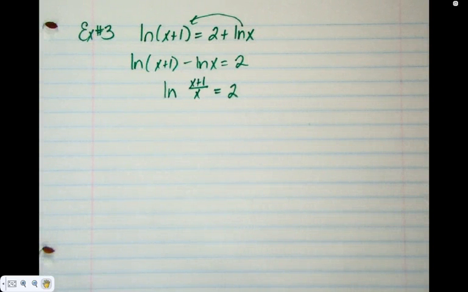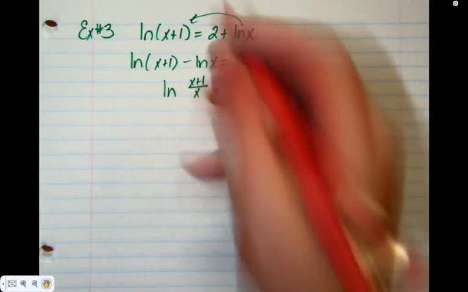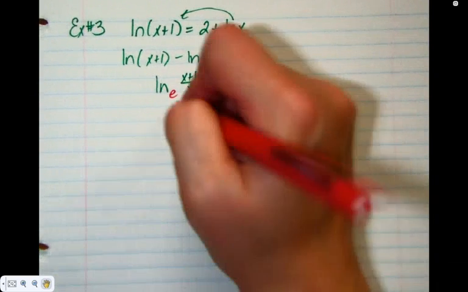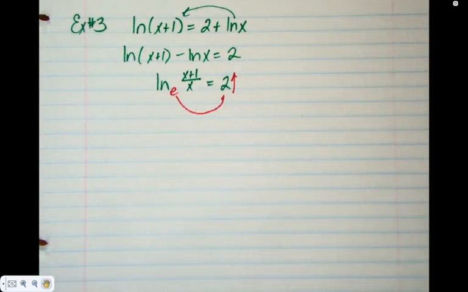Step 3. Get rid of the log. And how do we get rid of a log? What's the only way to make a log disappear? Move the base over, bump the exponent. What's the base here? It is e. So there's a little imaginary e that's going to come over, bump that 2 up, and the ln is going to disappear.